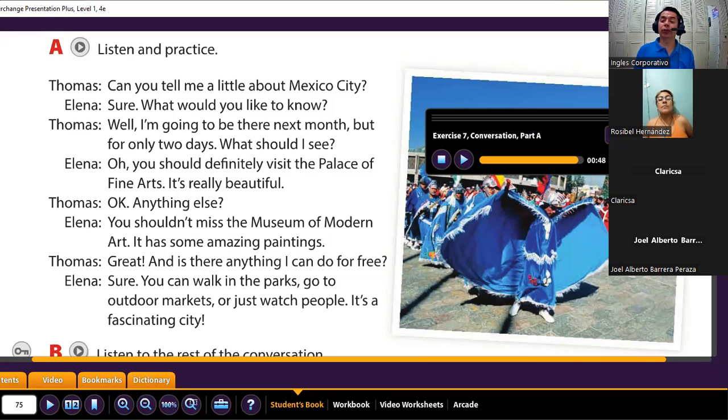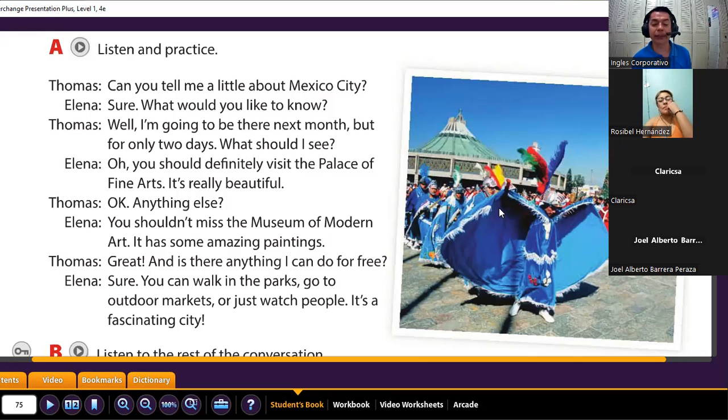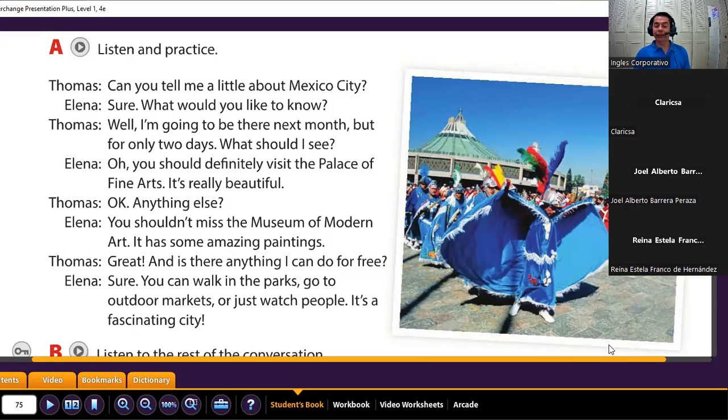Okay, so I need two volunteers to practice this conversation. I need a Thomas and an Elena, please. Estela, right? Okay, Estela, you're Elena. I need a Tomás. Rosy, right? Okay. Rosy, you are Tomás, and Estela, you are Elena. Ready? Okay. Ladies and gentlemen, welcome to this presentation tonight. Directly from Hollywood, California, tonight we have Rosy and Estela. Action!